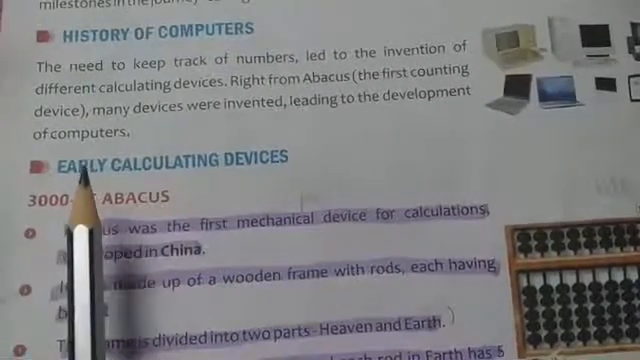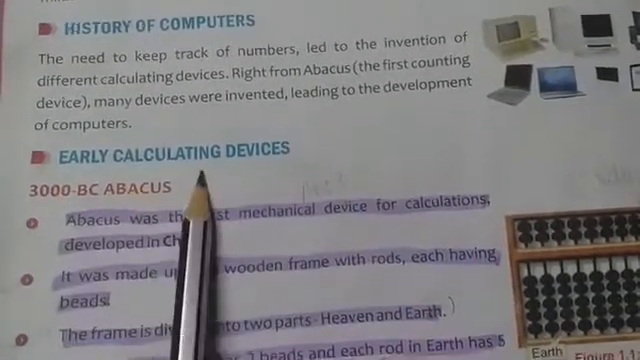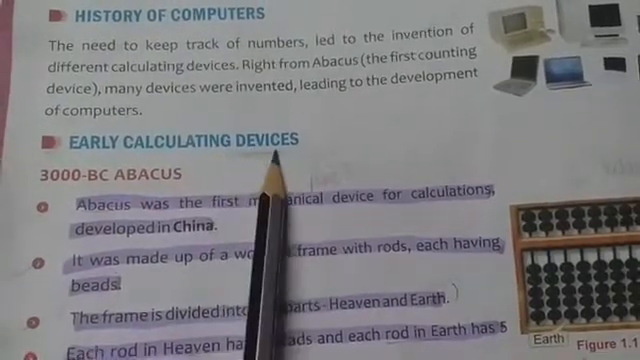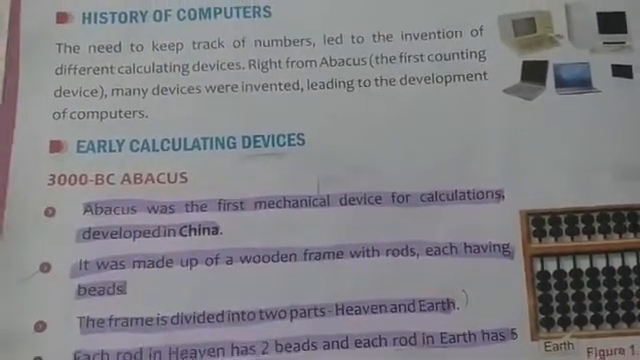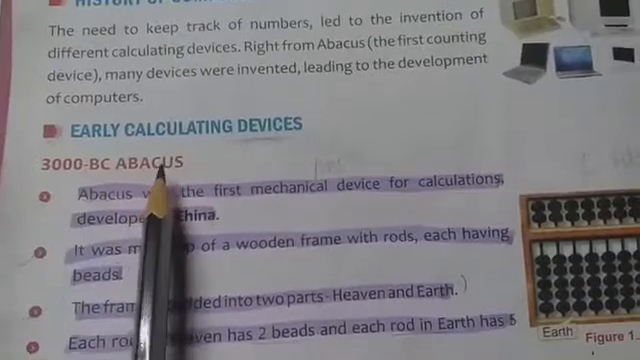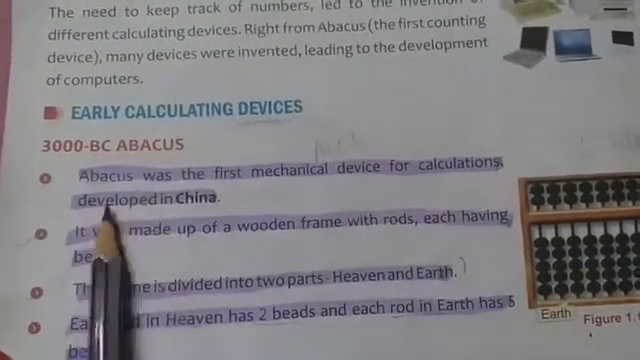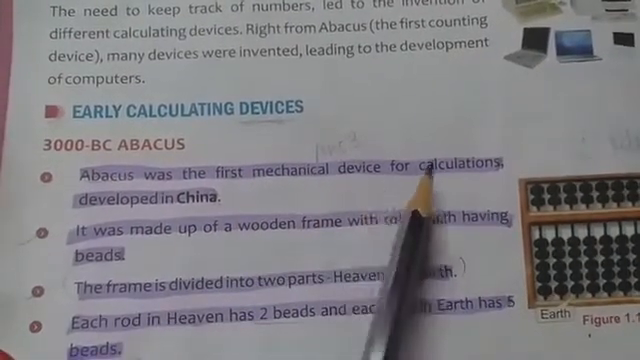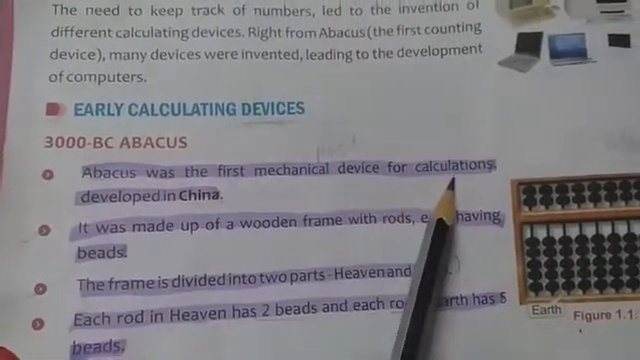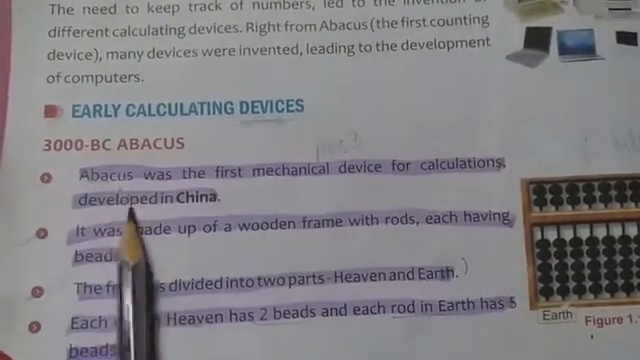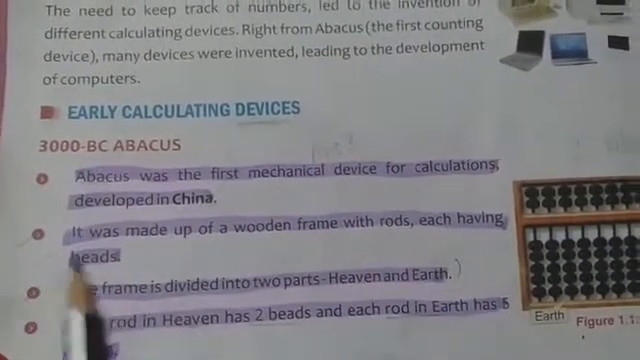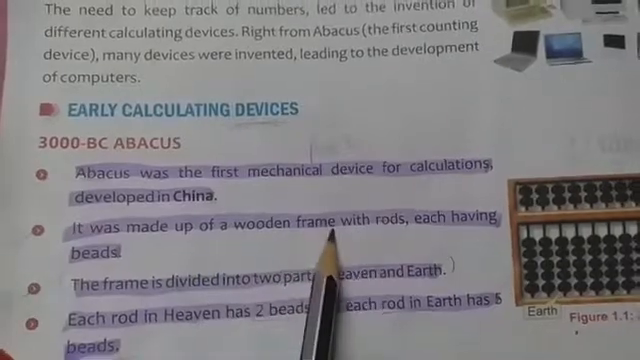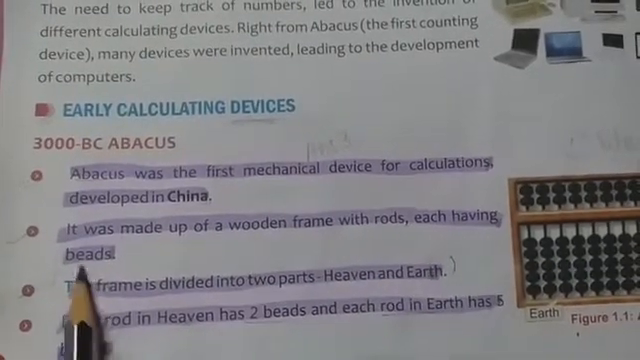So the first topic we have is early calculating devices, the calculating devices that were used before the invention of computers. The first one is the 3000 BC abacus. Abacus was the first mechanical device for calculations, developed in China. What was the abacus? It was the first mechanical device that was capable of performing only calculations, and it was developed by China, and it was made up of a wooden frame with rods each having beads.